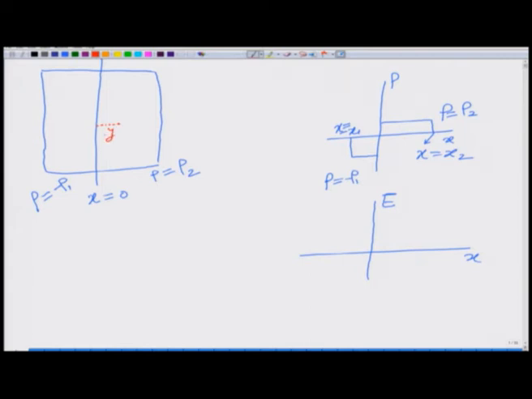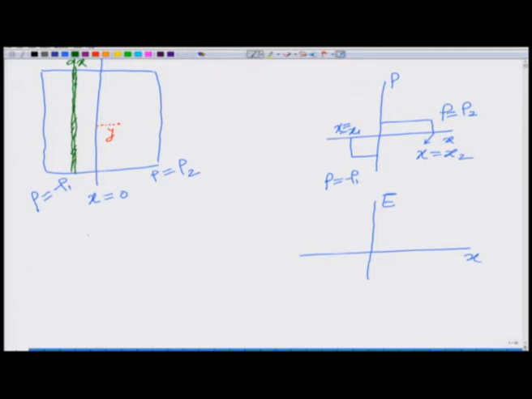So, what I do? I divide this whole depletion region into different layers. Let us say at a certain point, at position x, I draw a line, and then at x plus dx I again draw a line and consider this particular layer. It is positioned at x and its width is dx.